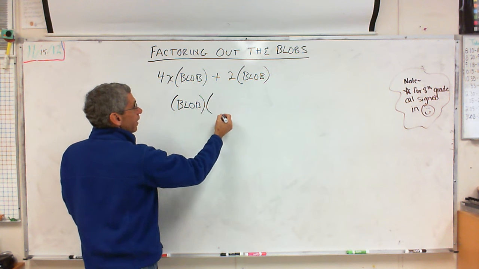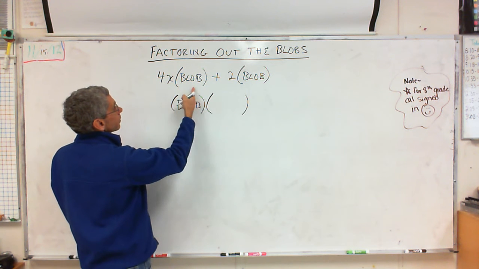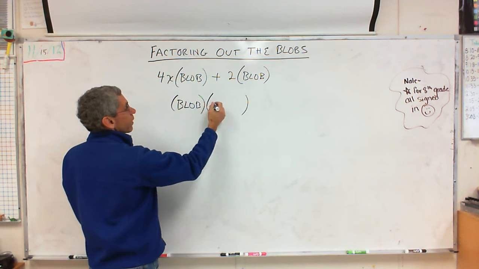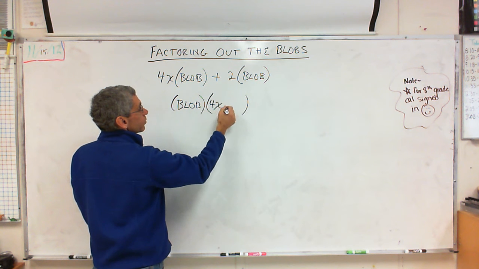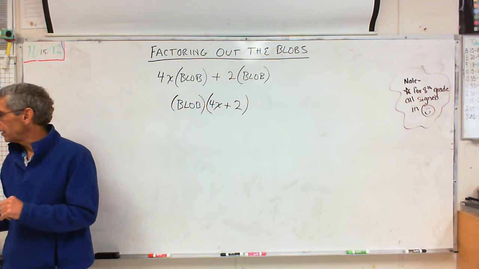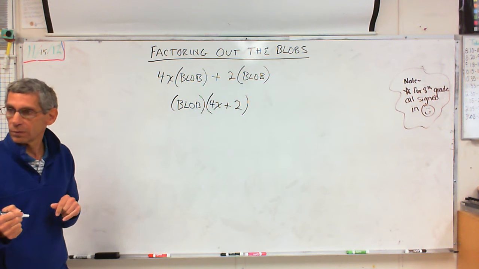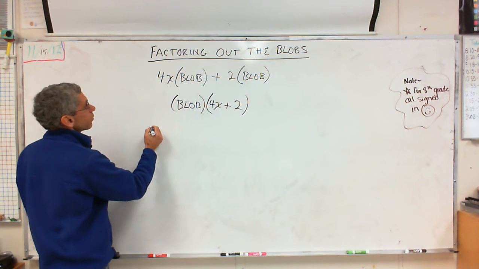And then times, what do I have left over if I factor out the blob? If I factor this blob out, I've got a 4x here, and then there's a plus, and then I have a 2 here. Pretty easy, right? Yes? Very simple. So let's try one. Let's try a real one.